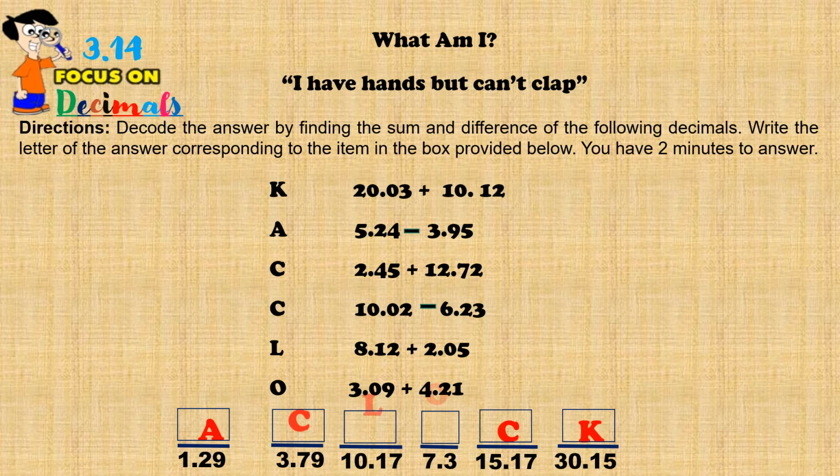For letter L, 8.12 plus 2.05 equals 10.17. And for letter O, 3.09 plus 4.21 equals 7.3. So the answer in the riddle is a clock. So job well done.